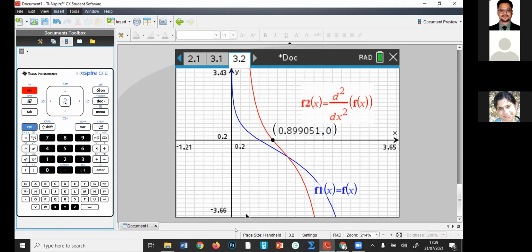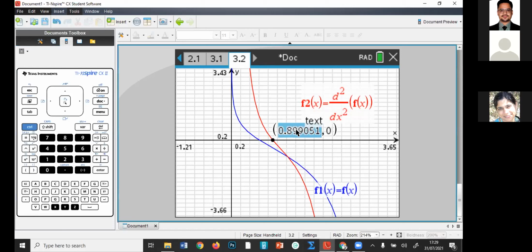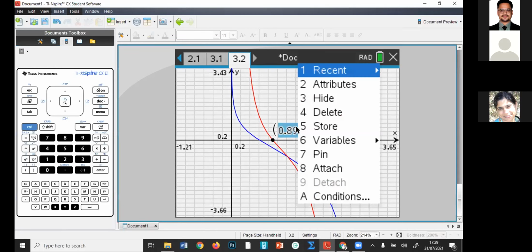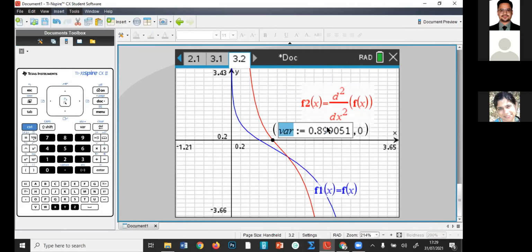Now, is this actually a point of inflection? This gives you the x coordinate of point of inflection, right? It doesn't give you the point of inflection. So where is point of inflection? It is somewhere on this line, on this blue one. So what we can do is, because what is seen on the screen is up to a few decimal places, you can select this x coordinate and you can store this x coordinate as maybe a.